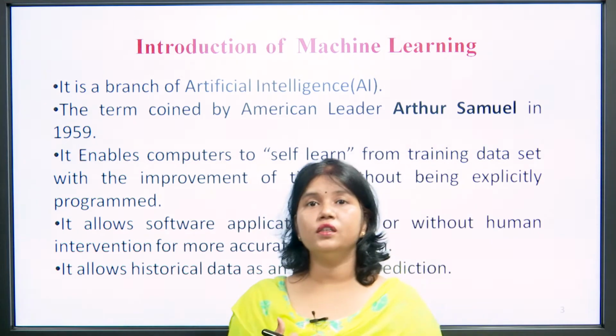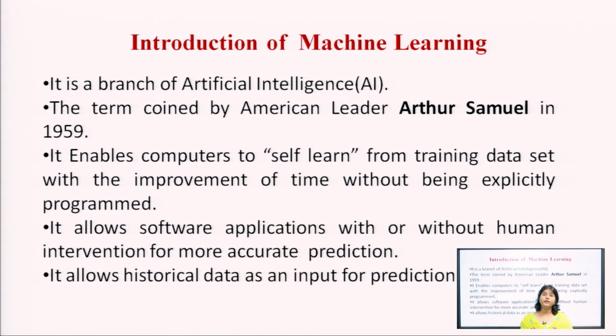the American author Samuel. It came into the picture in 1959, and it enables computers to self-learn. But self-learning means somebody is there to train the machine. The training data set is provided to feed the machine. That is why it is said to enable computers to self-learn.